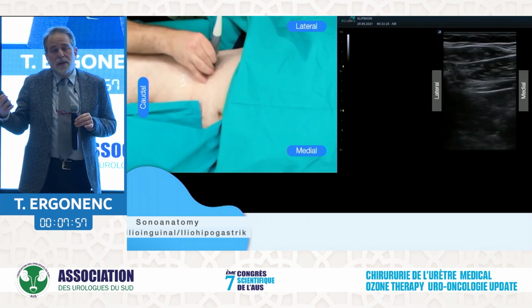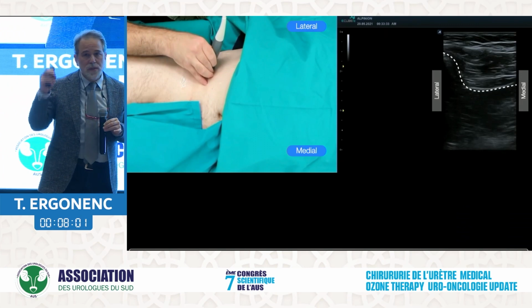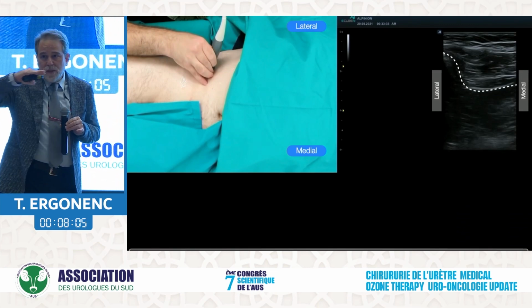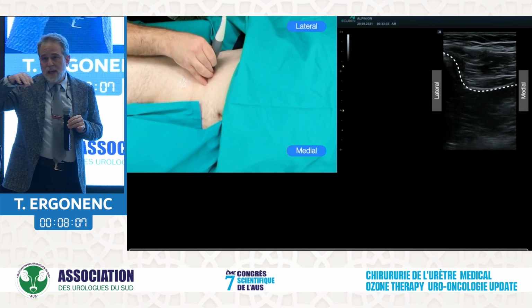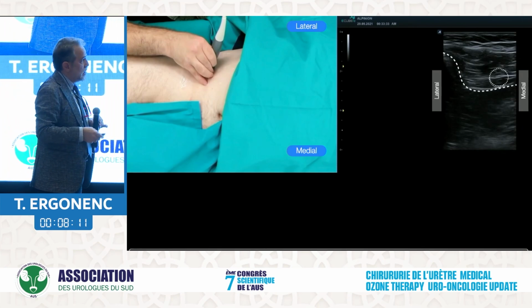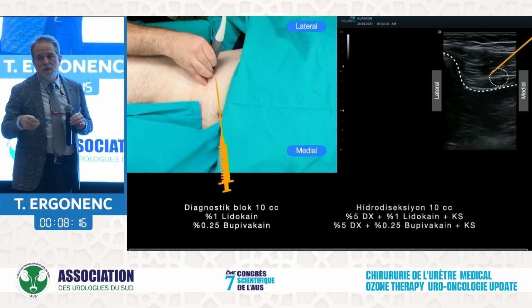You can use a spinal needle, or if you want, a neurostimulation needle to find the nerve, and just hydrodissect this plane and give a local anesthetic agent and corticosteroid here. Okay. You see the nerves? It's easy to find them.